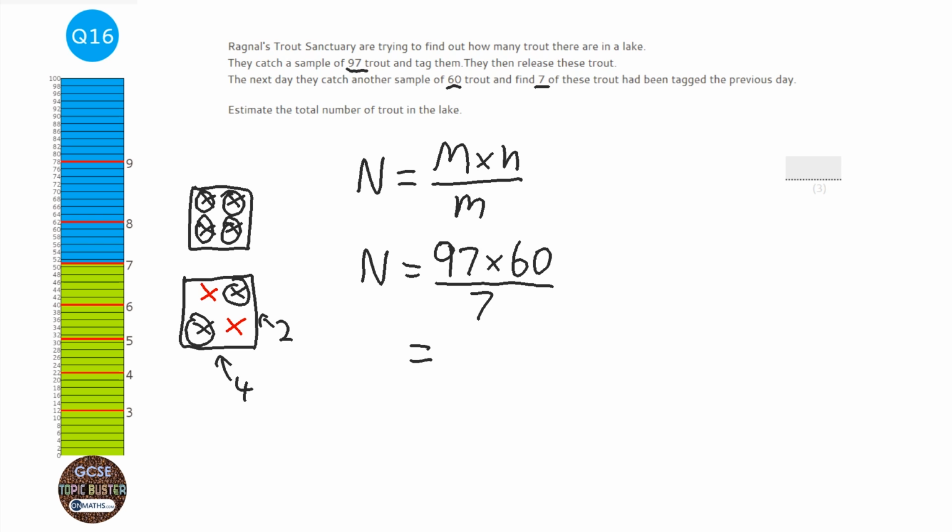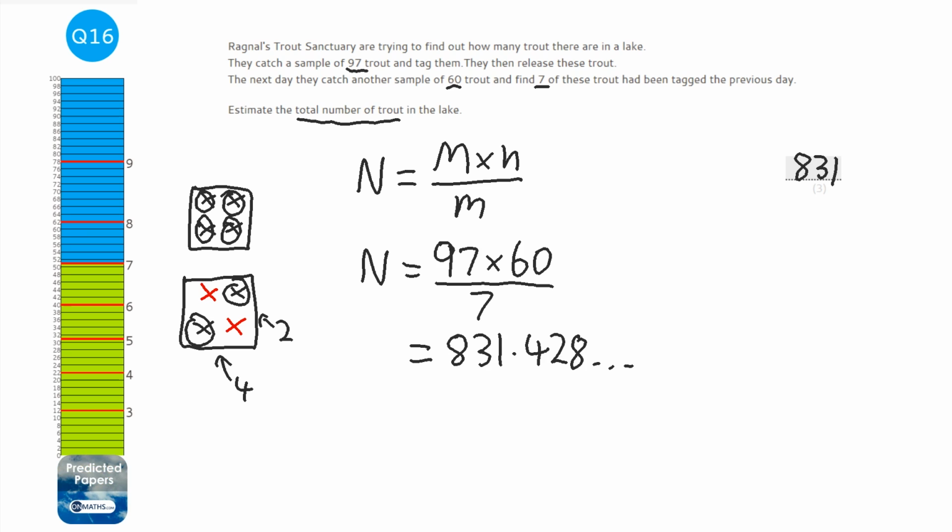And so all you need to do is type that into a calculator, which I've got handy. So it's 97 times 60 and then over 7. And you often get a decimal. So I've got 831.428 and so on. Now it says, estimate the number of trout. So we have to have a whole number. So it's just going to be rounded to the nearest whole number. So that's 831.